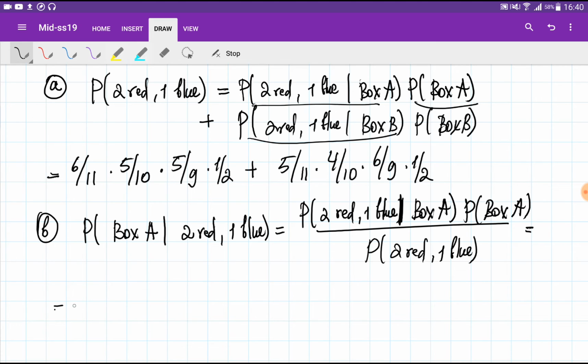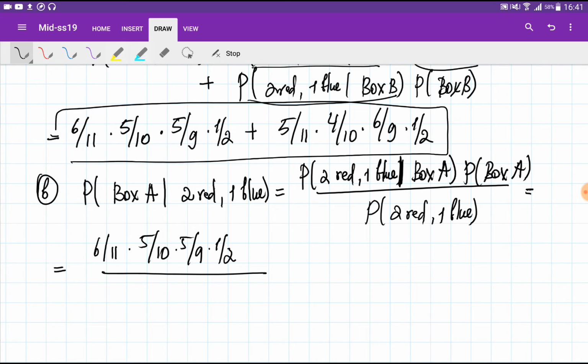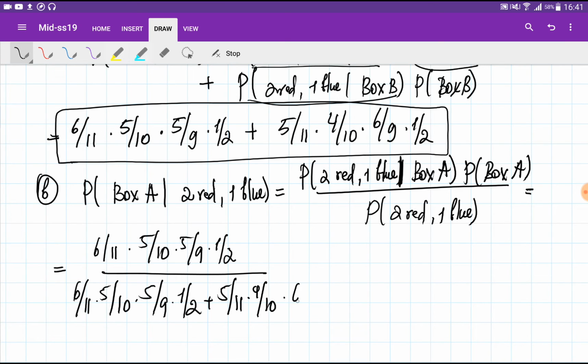So this will be equal to 6 over 11, 5 over 10, 5 over 9, multiplied by 1 over 2, divided by this number which we have already calculated previously. So 6 over 11, 5 over 10, 5 over 9, multiplied by 1 over 2, plus 5 over 11, 4 over 10, 6 over 9, multiplied by 1 over 2.